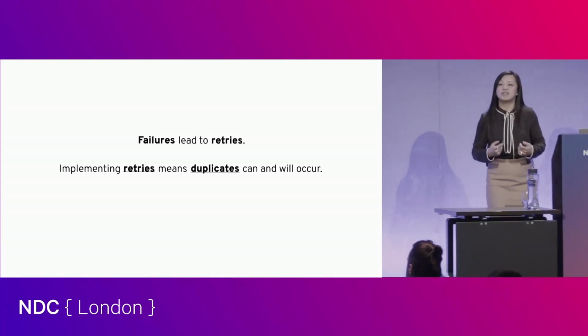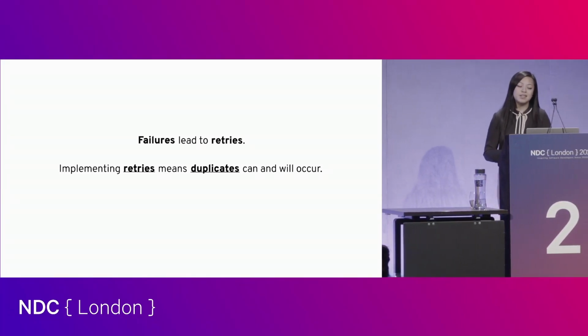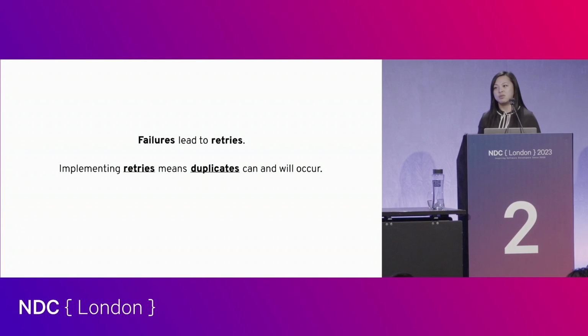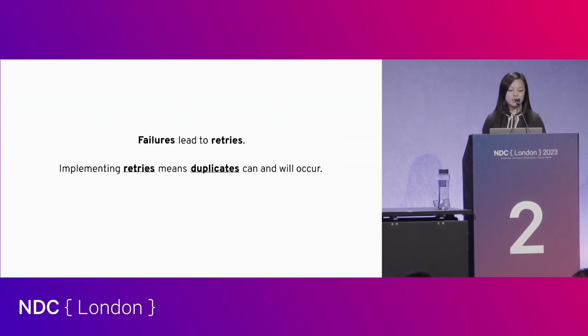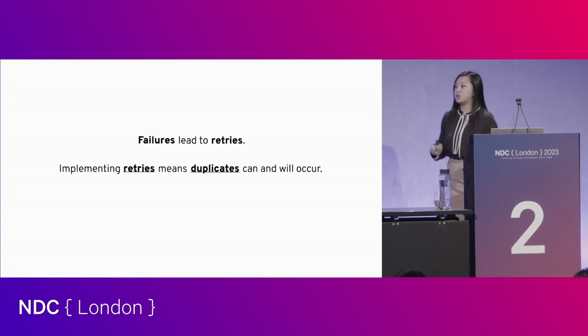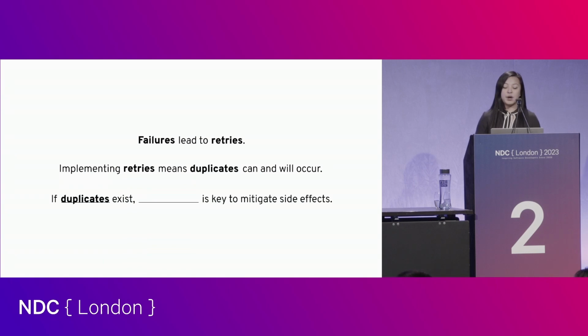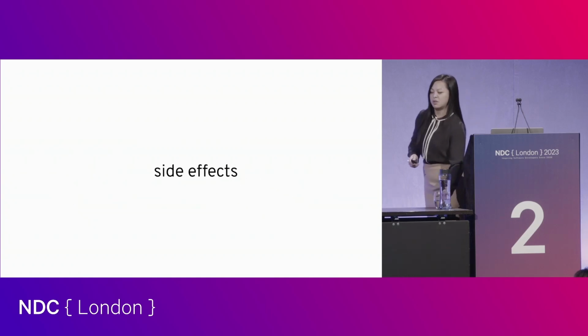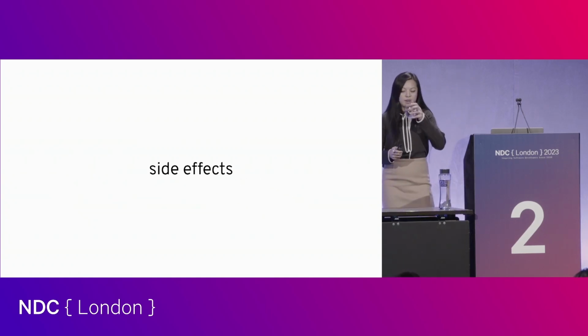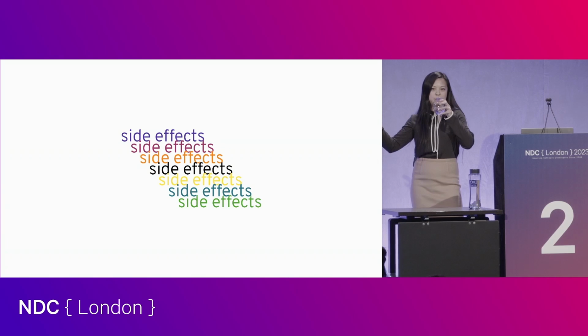Because we are the ones that know that we are introducing these duplicates into the system, we need to be mindful of that fact. We need to be mindful that duplicates can and will occur if we are going to use retries in any form or fashion. So if duplicates exist, then idempotency is key to mitigate some side effects. So side effects. Who has dealt with side effects in an application that they did not want to deal with?